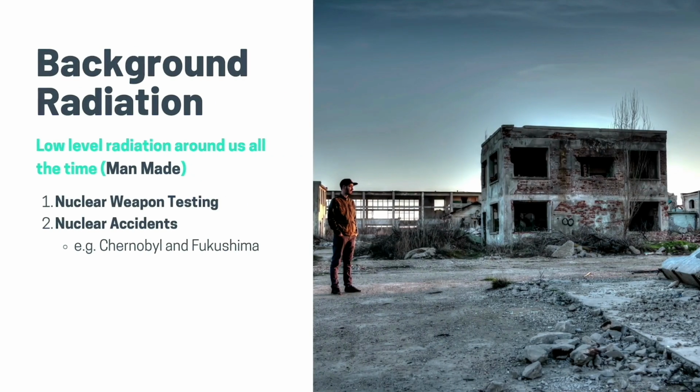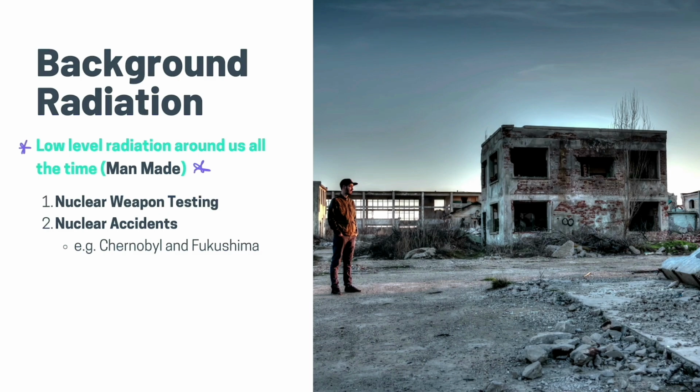There's also man-made background radiation as well. So this low-level radiation that's around us all the time, not all of it is natural. Some of it is man-made. If you have a country where nuclear weapons testing is routine, you would find the background radiation is a little higher there. Or if you live near a nuclear accident, like Chernobyl or Fukushima, then you would be exposed to greater levels of background radiation.